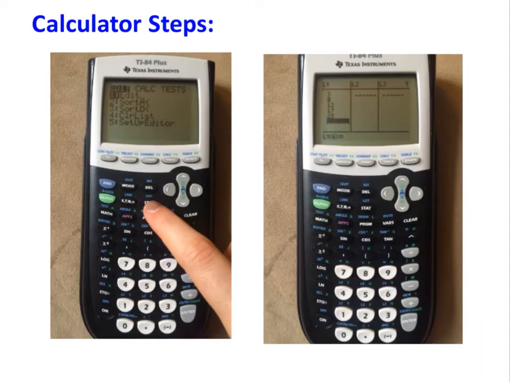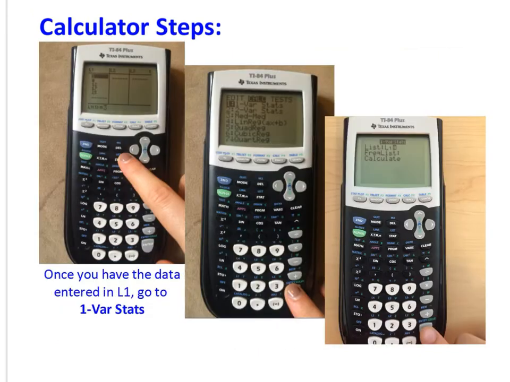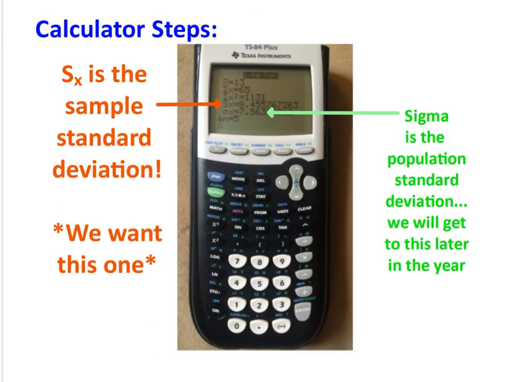So just to review, stat, edit, enter our 5 numbers, or any of the numbers, into L1, go to stat, over to calc, enter, we want to do one variable statistics on L1, and when I press enter, I see this screen.